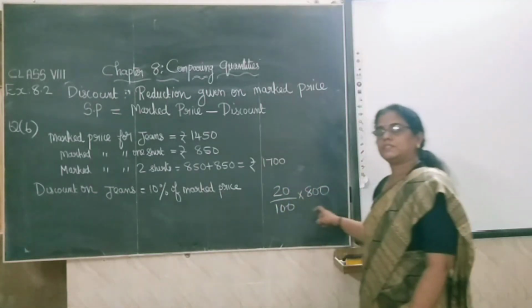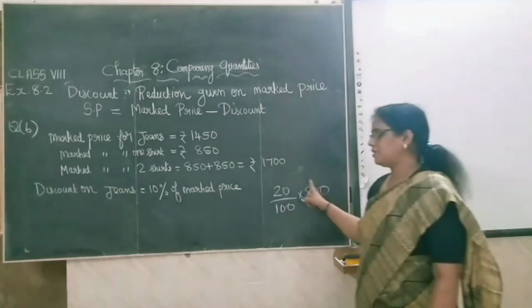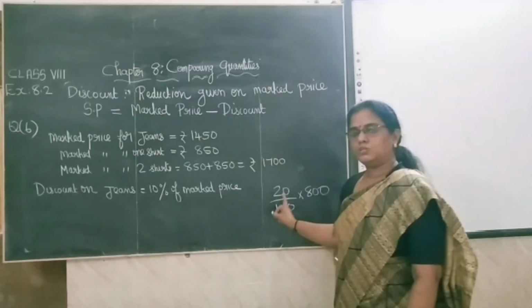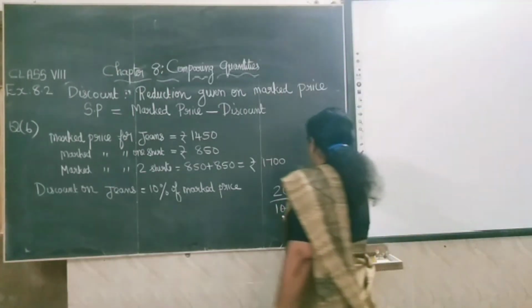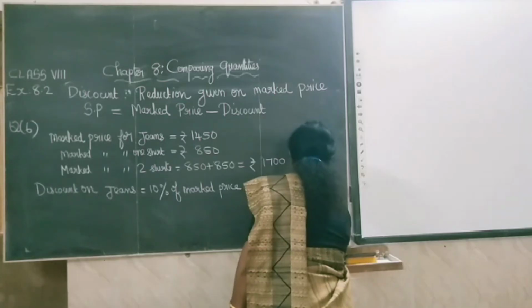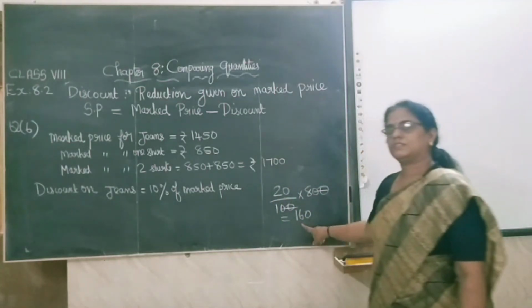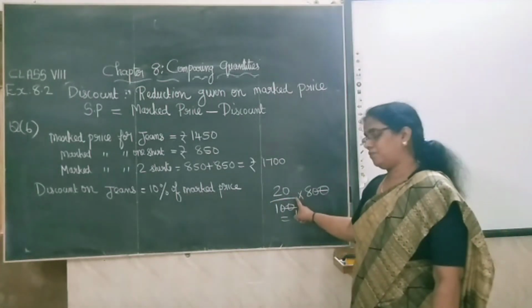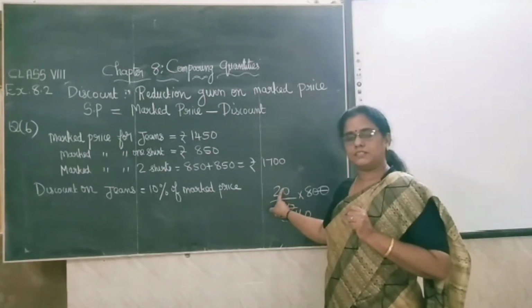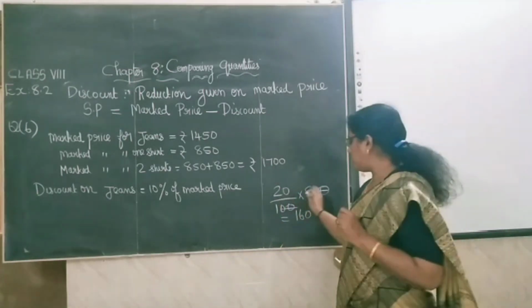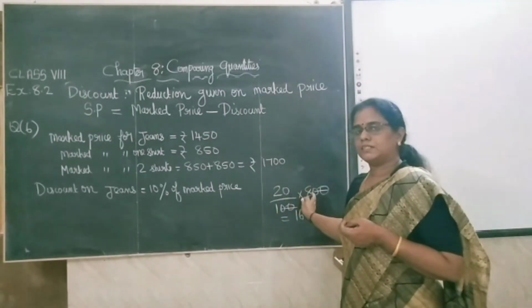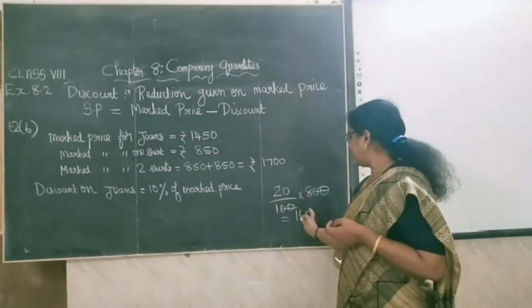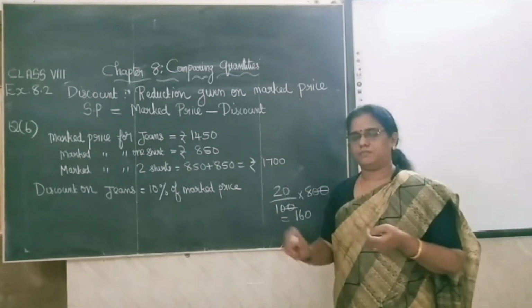That is, the mark price is 800 and discount is 20%. So first we have to calculate this. That is 160 rupees is the discount, because they are offering 20% discount. That means if the mark price of a jeans or something is 800, then you will get a reduction of 160.